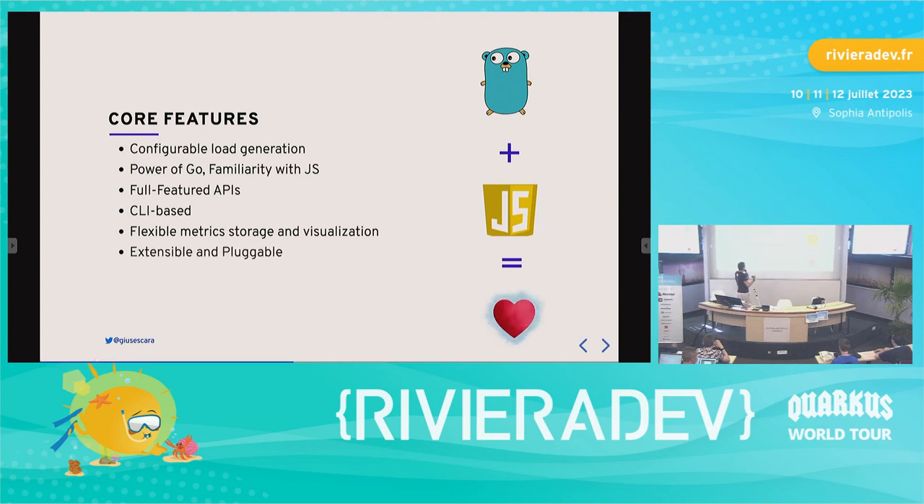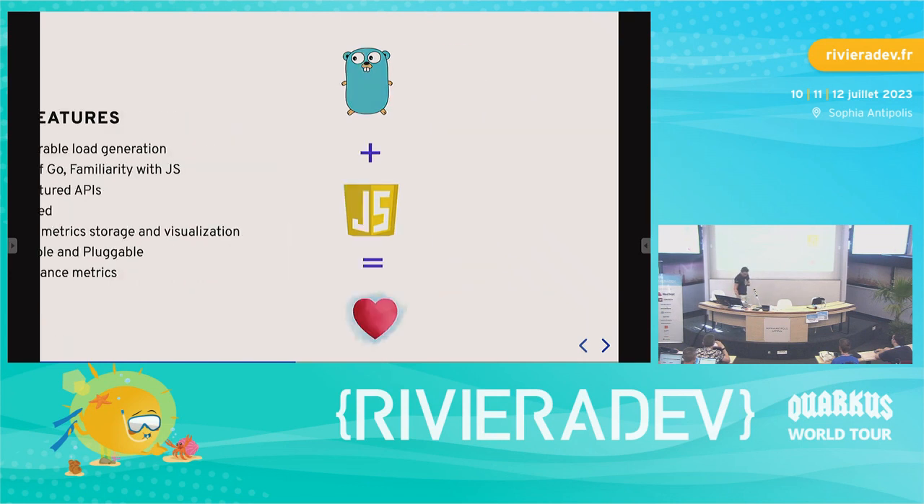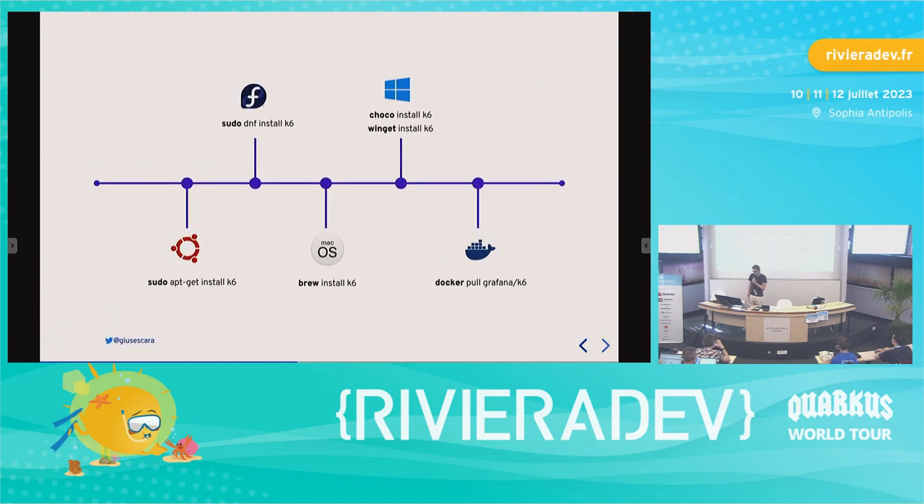There are a lot of plugin integrations for K6. In this case, we can use well-known tools to store the metrics, for example a time series database like InfluxDB, and a visualization tool like Grafana. And it provides a lot of performance metrics.